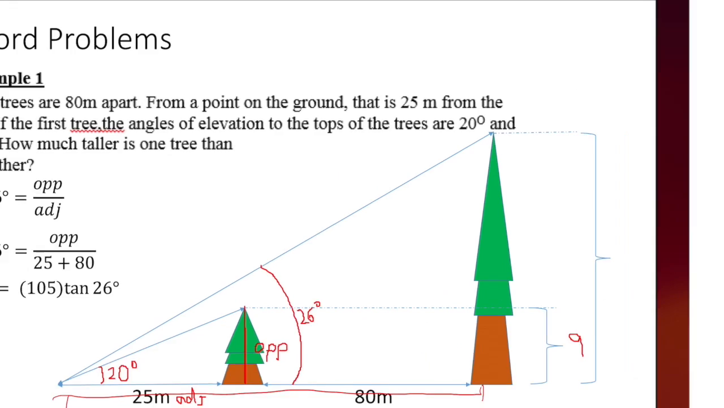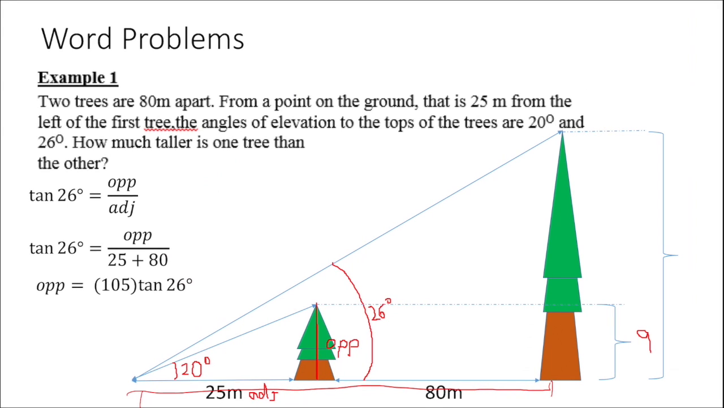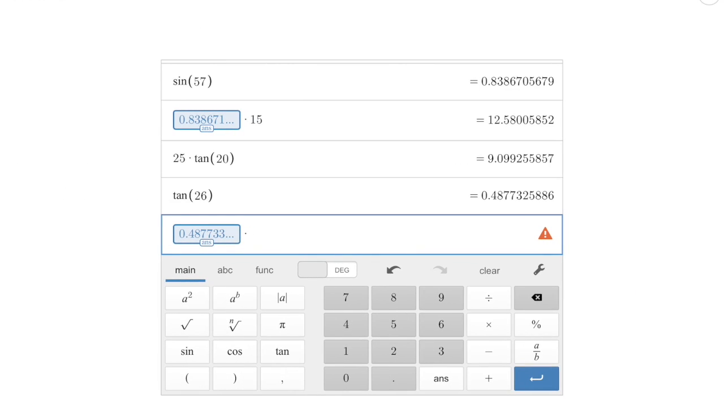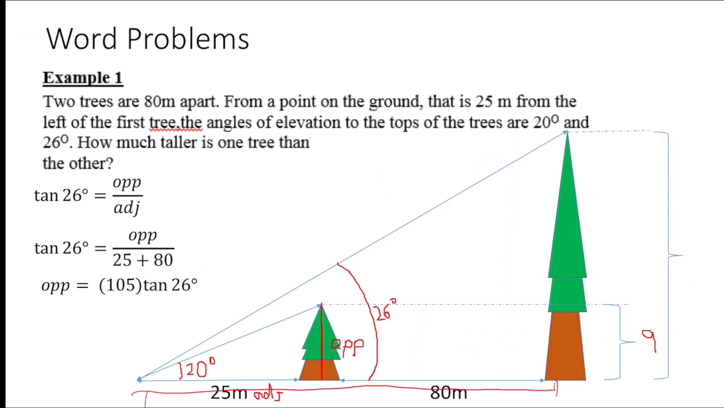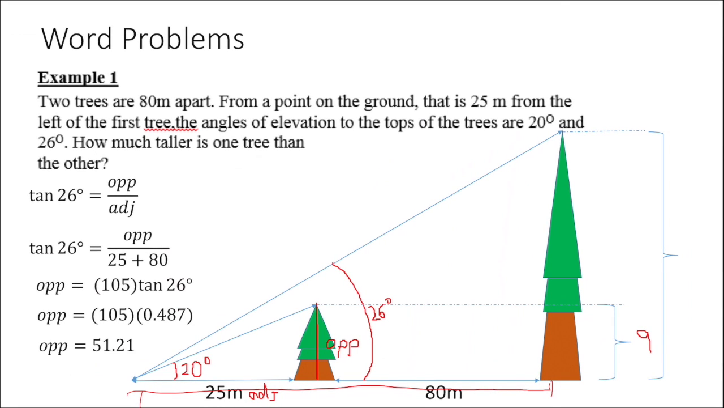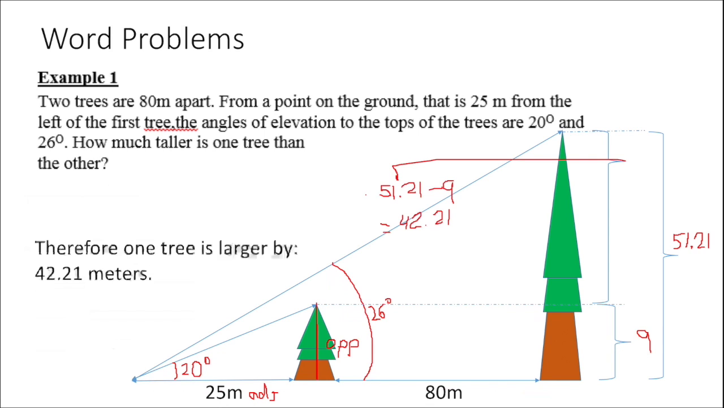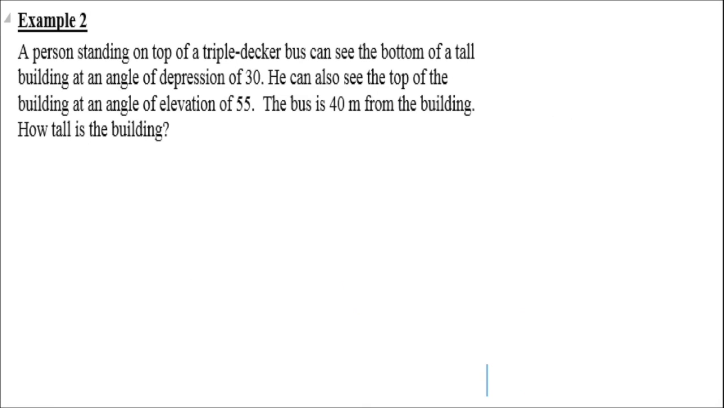We can say answer times 105, and that's 51.2. That's what we end up getting. So that is 51.2. What's the difference between them? That's just 51.2 minus 9, which is 42.2. Therefore, one tree is larger.